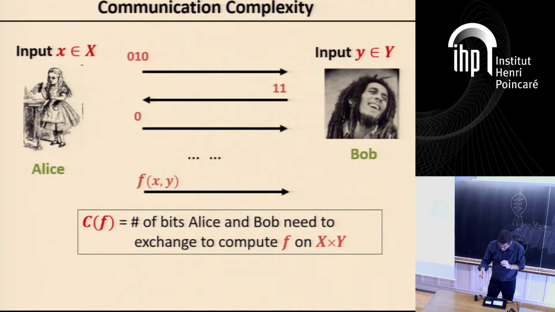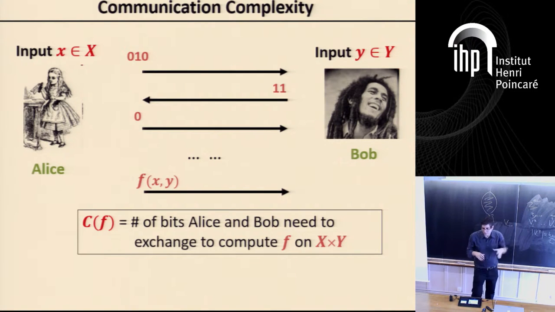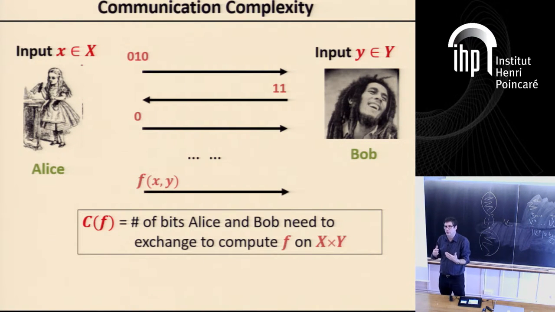So now, again, we have our communication complexity, just as before. But because F tau is only a piece of the function F, we can't think about it as a single communication problem.